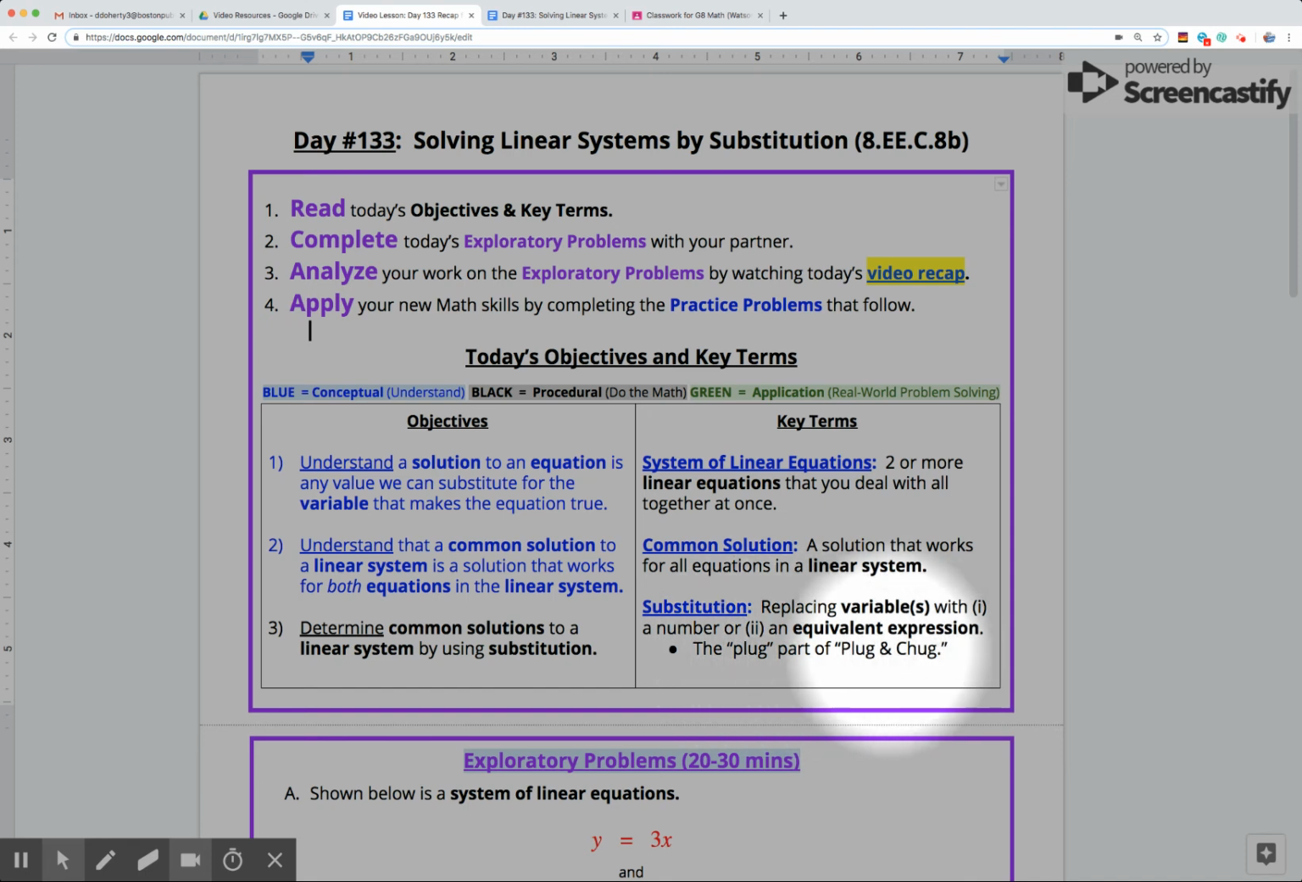At this point, hopefully you've read through today's objectives and key terms. I would encourage you to take a look at those again. We're going to jump right to step 3, which is after you've completed today's work on your own for the purple box problems or the exploratory problems, you're analyzing your work through this video.